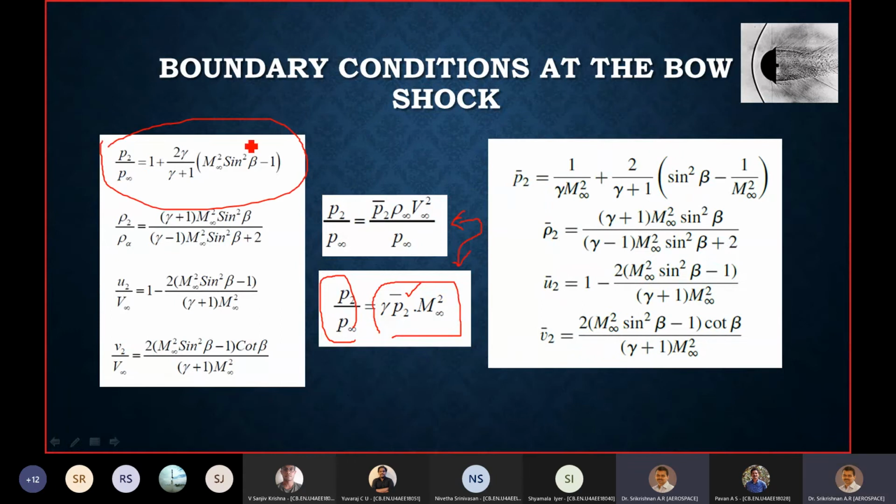These directly lead to their values for their non-dimensionalized form. So P bar 2 can be written as 1 by gamma M infinity squared plus etc. All that comes from what I have written here. P2 by P infinity is equal to gamma P bar M infinity squared, from which I can write P2 bar as a function of P2 by P1 and gamma M infinity squared. So the whole thing gets divided by gamma M infinity squared.